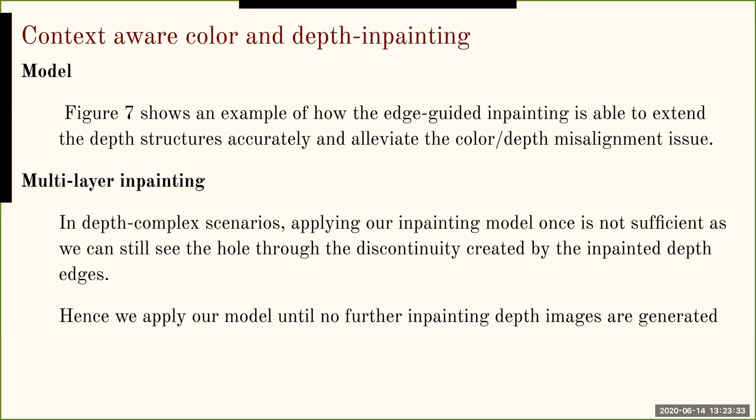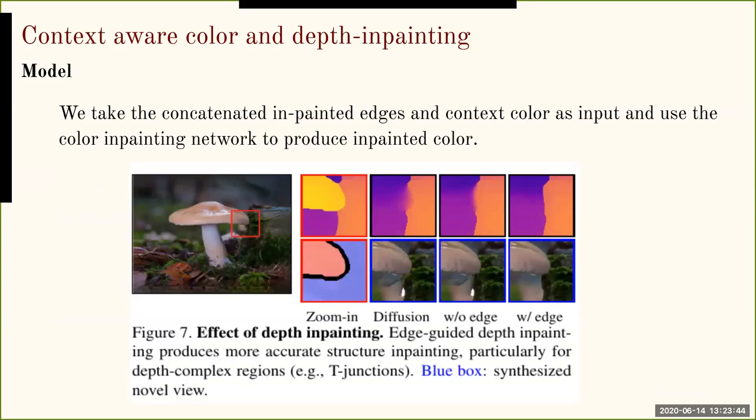So Figure 7 shows an example of how the edge-guided inpainting is able to extend the depth structure accurately and alleviate the color or depth misalignment issues. So here you can see the color and depth misalignment. So the model might also get confused that this and this layer might be different. So in that case, they are converting a single layer and applying the depth inpainting there.